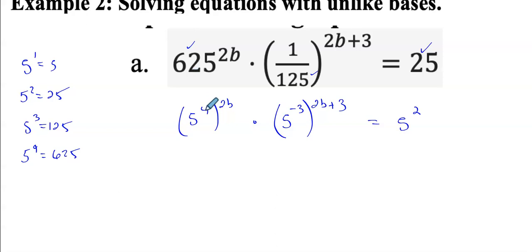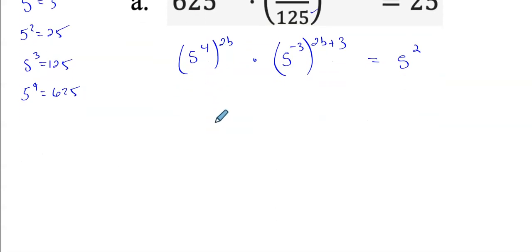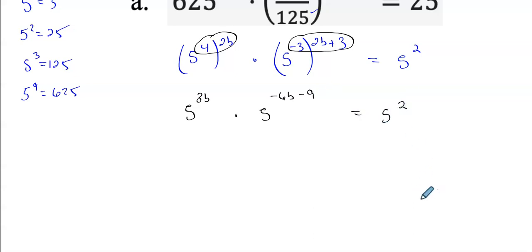Now that I have a common base between all of these, I'm going to take one more step here. You might skip the step over the next couple problems, but I'm just going to rewrite this a little cleaner. So I'm going to multiply these two, so I have 5 to the 8b times this. I'm going to multiply these two, so this is 5 to the negative 9b minus 9. And it equals 5 squared.